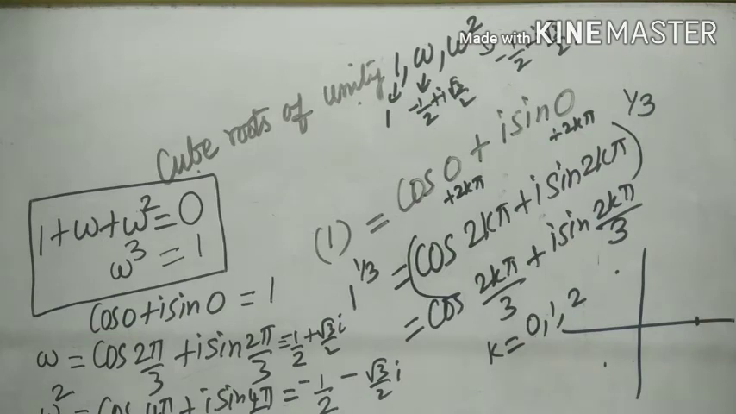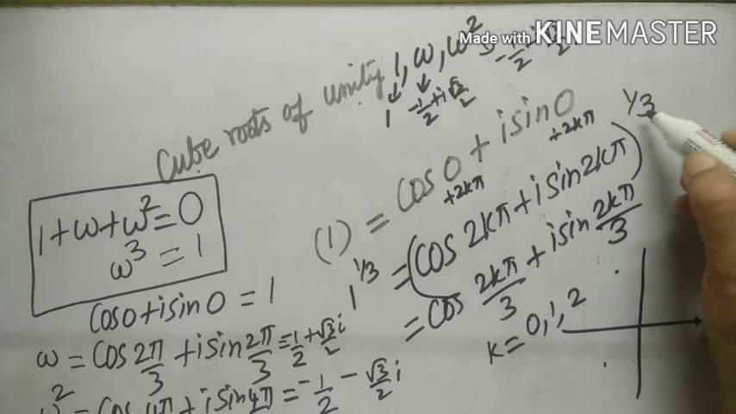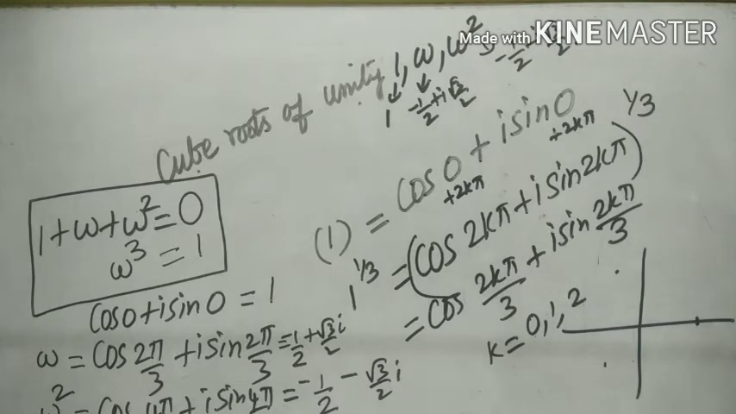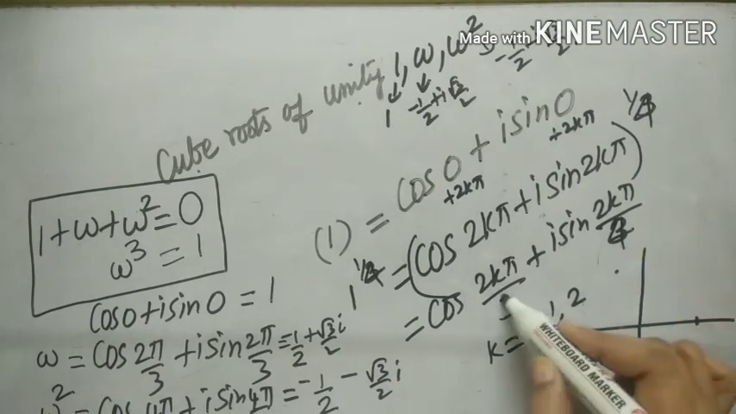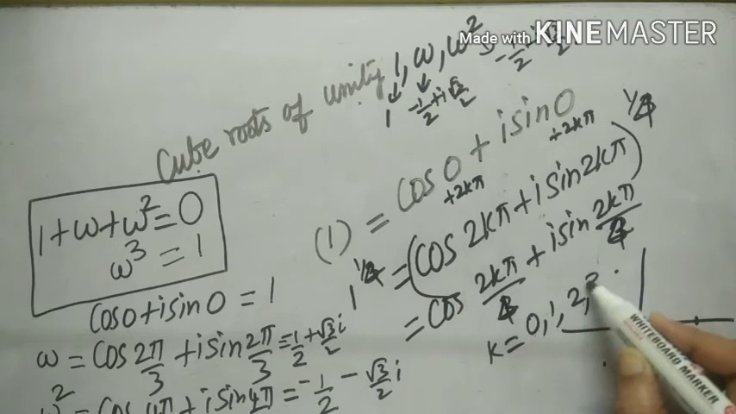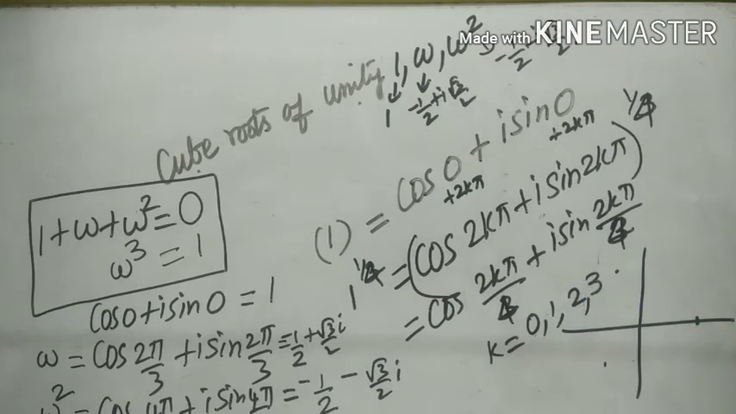Now the question is, can I extend it to the 4th root, 6th root, nth root and all? Same procedure. Wherever 3 is coming, put 4. So what will come here? 1 power 1 by 4, and the k value will go up to 3. Now how many answers? 4 answers. These values will change now.